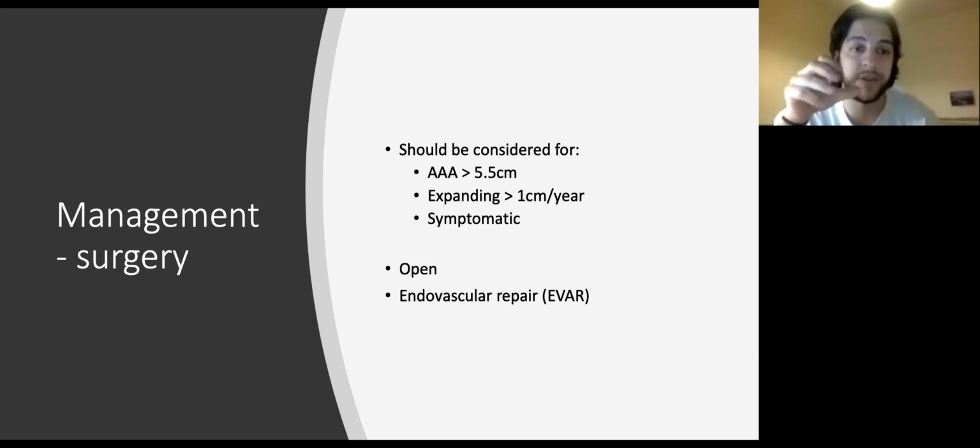If they're unstable, they go straight to theatre, no messing about. You really need to fix that aneurysm as soon as you can. But if they're stable, you might have a bit more time. You can take them to CT to help determine, and it'll be the consultant surgeon's decision whether they're suitable for an open surgery or an endovascular one.